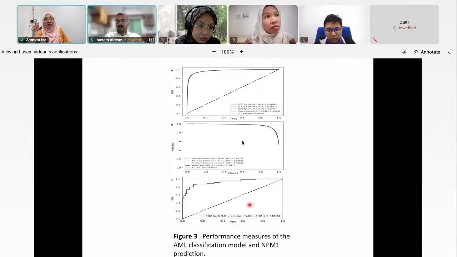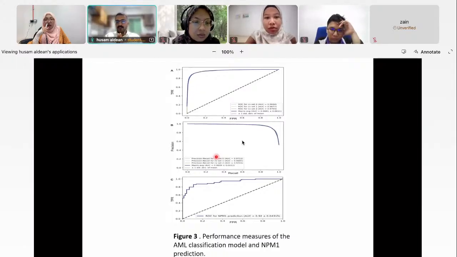Sorry, Husam, I don't understand figure B. Can you explain? Yes, figure B, as we said, is the precision and recall. Precision represents the ability of the model to detect the AML patients, and recall represents the sensitivity of the model to detect or classify correctly the AML and non-AML. Okay.